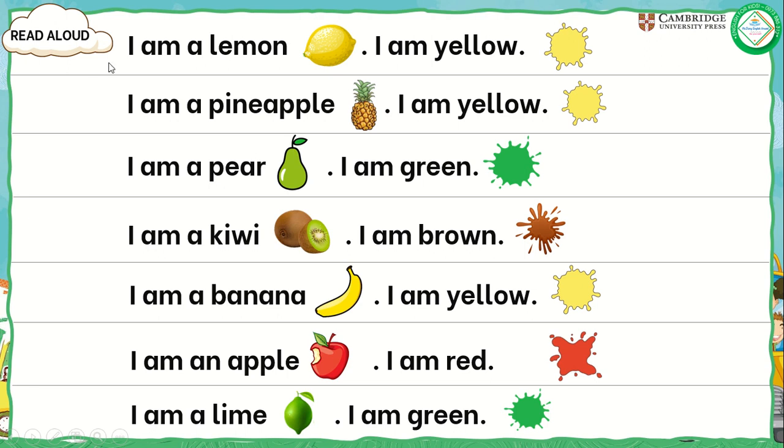Now, one more time. I am a lemon. I am yellow. I am a pineapple. I am yellow. I am a pear. I am green. I am a kiwi. I am brown. I am a banana. I am yellow. I am an apple. I am red. I am a lime. I am green.